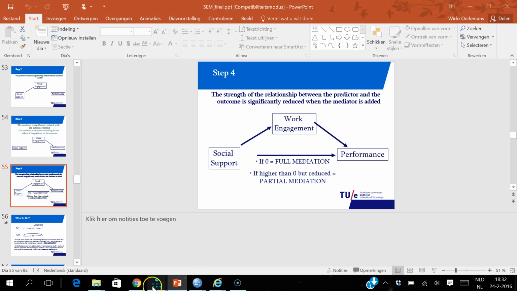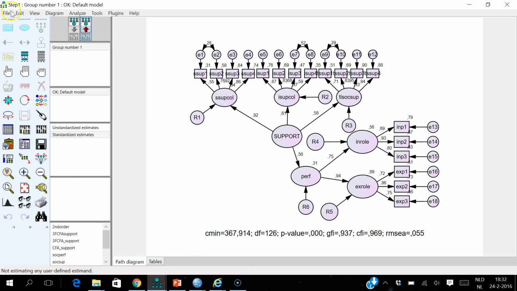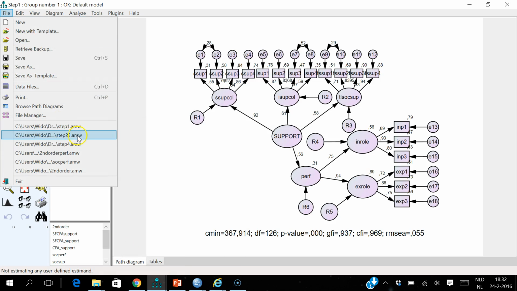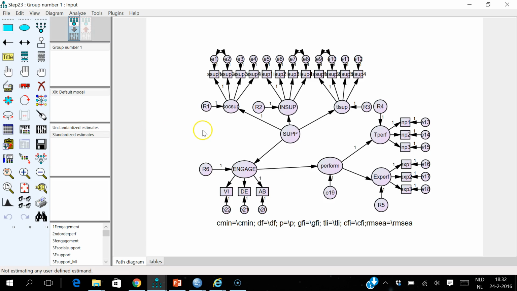So let's go to Amos. And I already drew the indirect effects model. So here I have performance, but I did not include the direct effect. So I just first want to see whether or not social support is significantly related to engagement and whether or not work engagement then in turn is significantly related to performance.